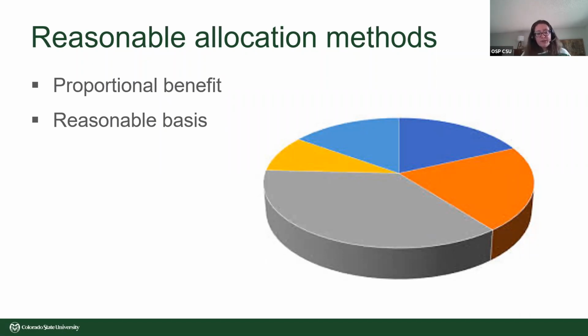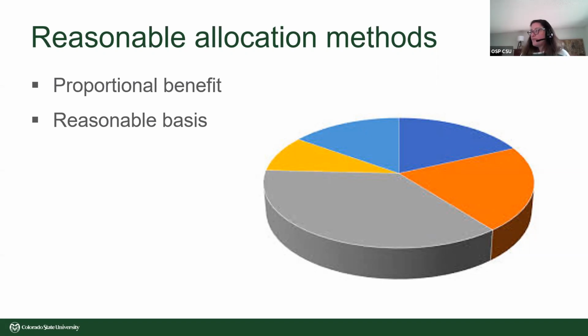The PI is going to spend 5% of their time on one award, 10% of their time on another award. That's a reasonable proportional benefit, okay? Versus just any other reasonable basis. And the key here is that you're documenting those allocation methods. So that's more of a practice, really, than necessarily an exam question. But how are you documenting how you determine reasonable allocation?